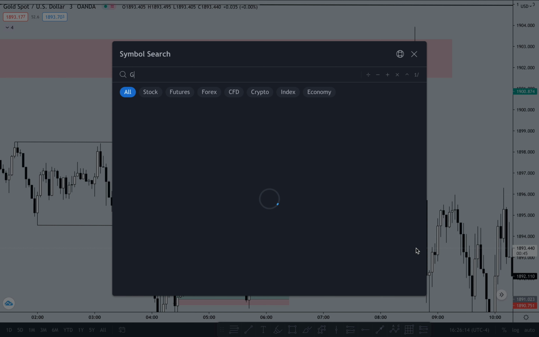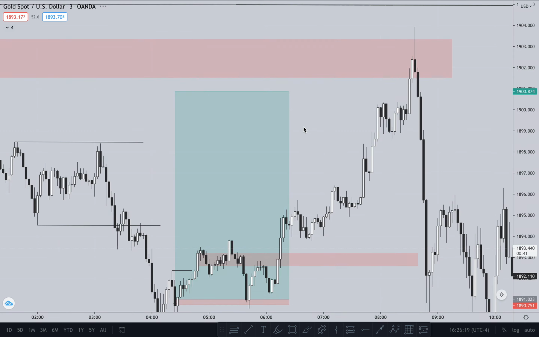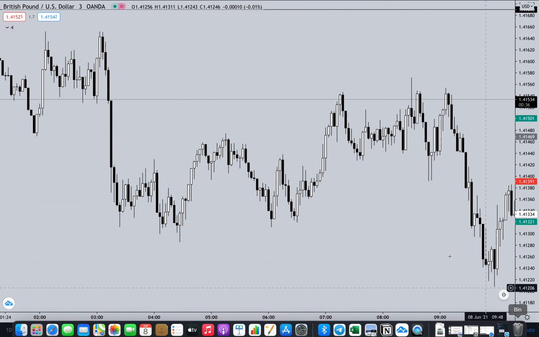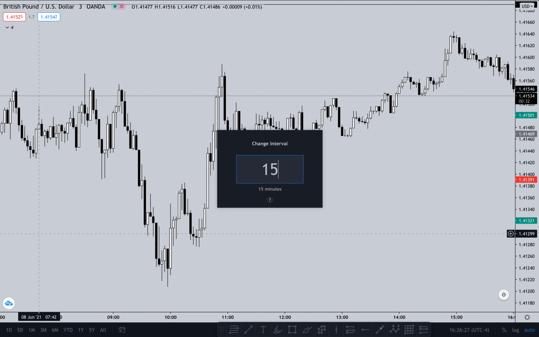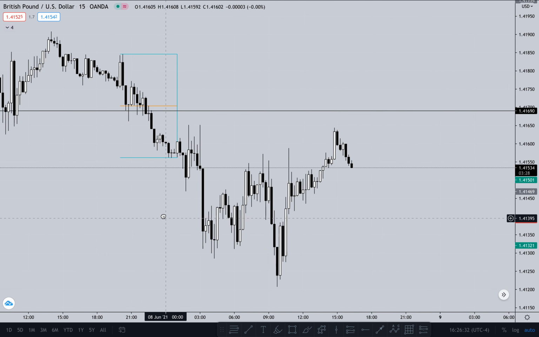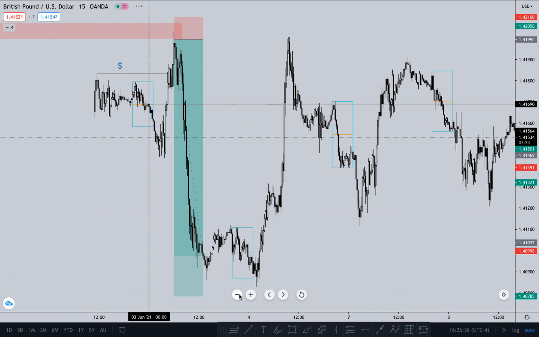I think the last one was GBP USD. GBP USD was also a bit crazy, but it was a nice trade also today. A nice trade to make a bit of money. Let me go to M15. This one I was angry with because it did buy at my zone when I was not even on that trade.